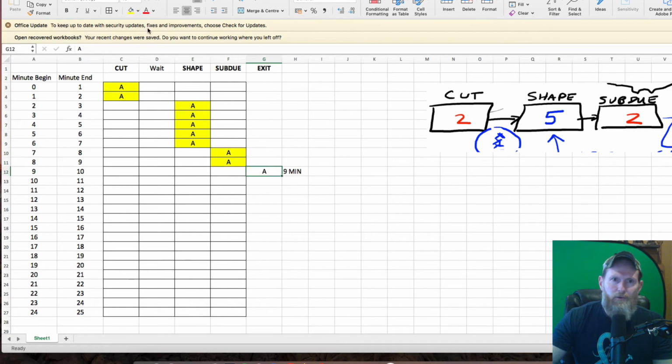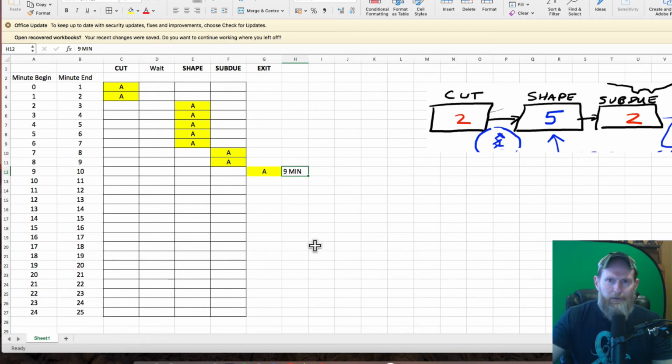Now, before we move on, remember the definition of throughput is 1 batarang through the system, assuming no waiting. And so we have that here because A, there's nothing in front of it. It didn't have to wait. And so that 2 plus 5 plus 2 is indeed 9. And that's how long it takes. It starts at time 0 and it exits at 9 minutes.